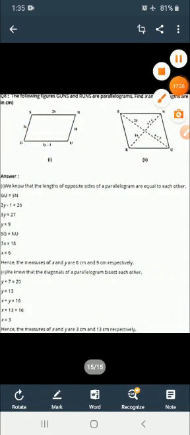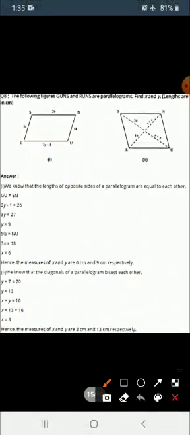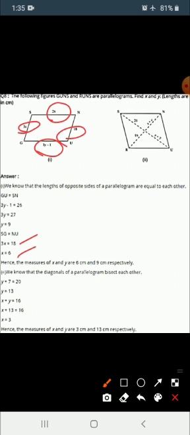Next one, in the following figure GUNS and RUNS are parallelograms. Find x and y. In this parallelogram, as we discussed in the property, the opposite sides will be equal to each other. So 3x will be equal to 18. When you solve, 3x is equal to 18, you will get the answer as 6. Again 3y minus 1 is equal to 26. Again when you solve it, you will get the y value as 9.